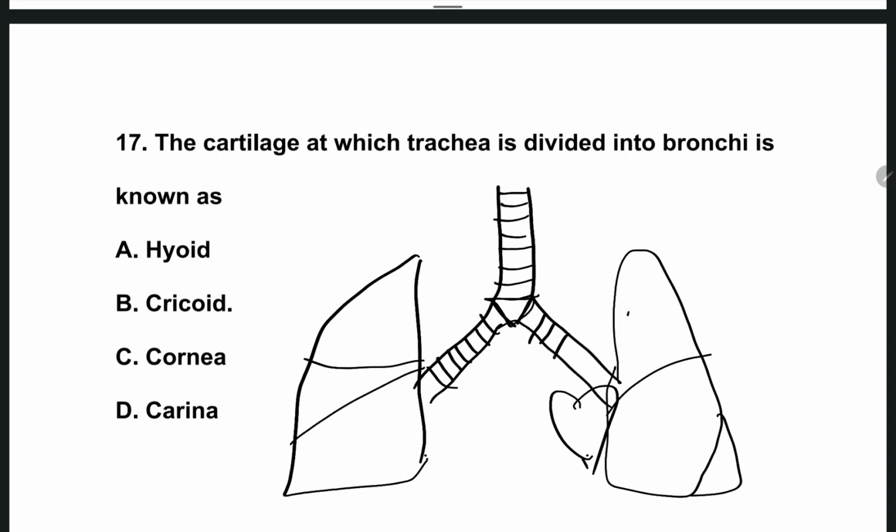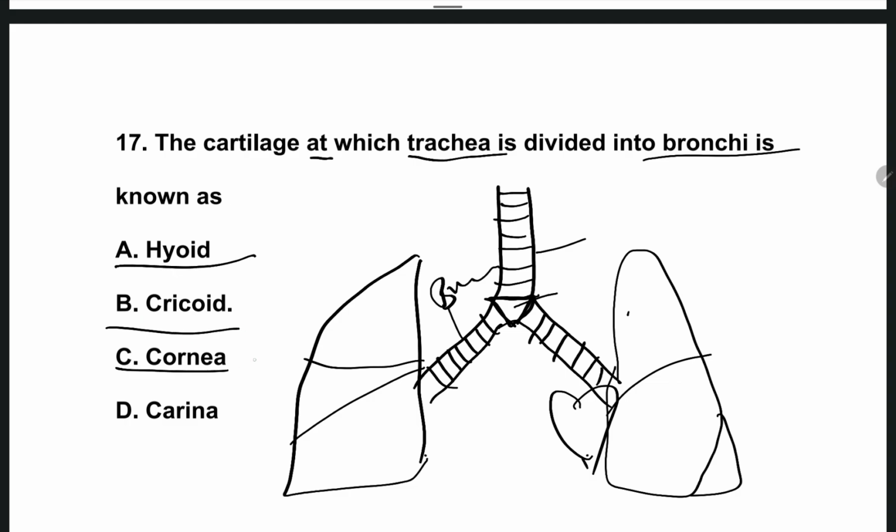It is about 15 to 20 C-shaped rings we can see in the trachea. So the question is, the cartilage at which the trachea is divided into bronchi. So here we have the cartilage where the trachea is divided into bronchi. This cartilage is known as, options are hyoid, cricoid, corneae, carina.